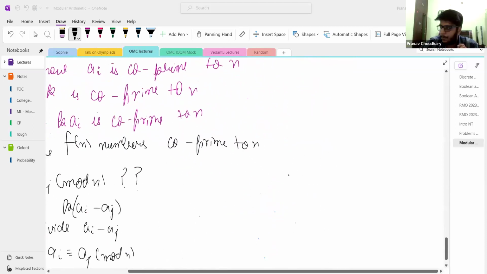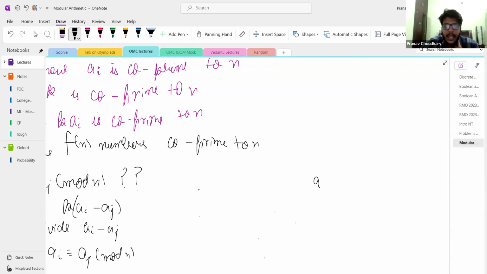Let's just take 9. What is the set of all the numbers which are less than 9 and co-prime to 9? It is 1, 2, 4, 5, 7, 8, right? Now k equals 2 is co-prime to 9, right? So I multiply everything by 2. I get 2, 4, 8, 10, 14, 16.